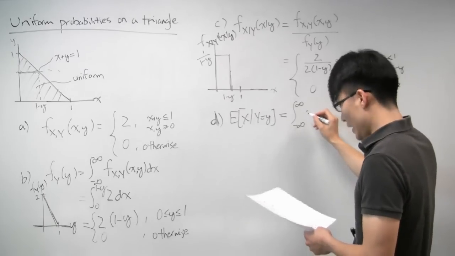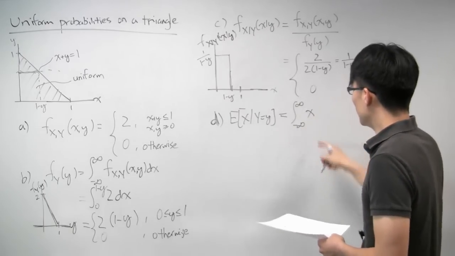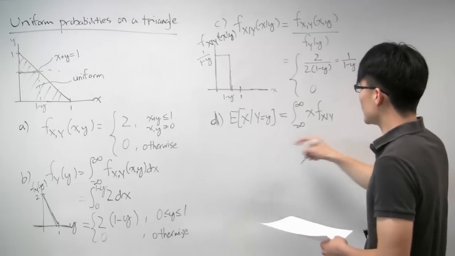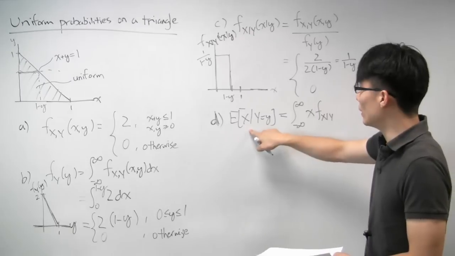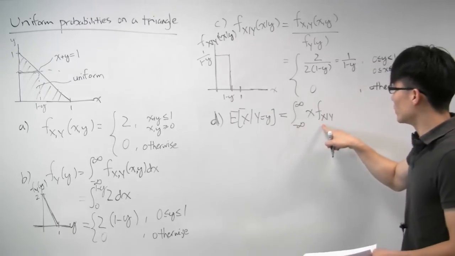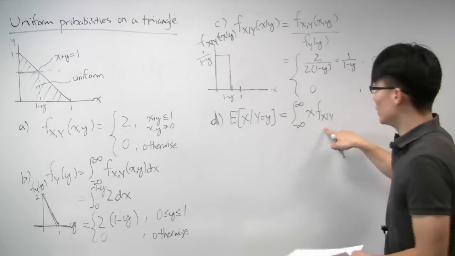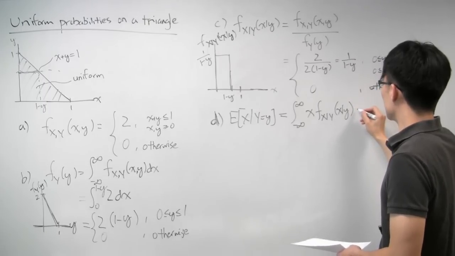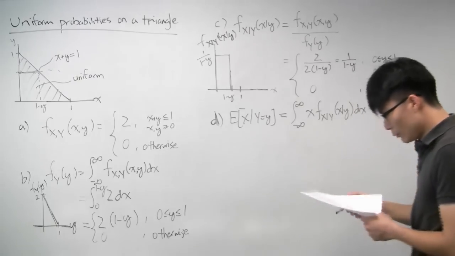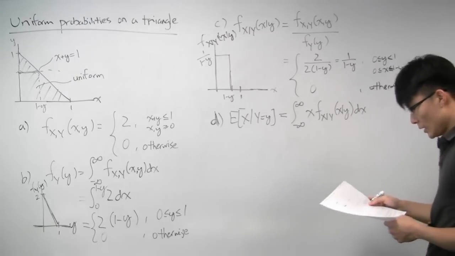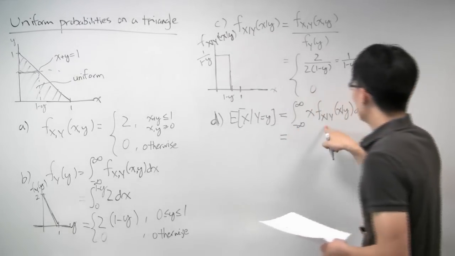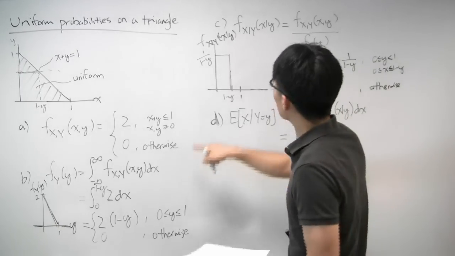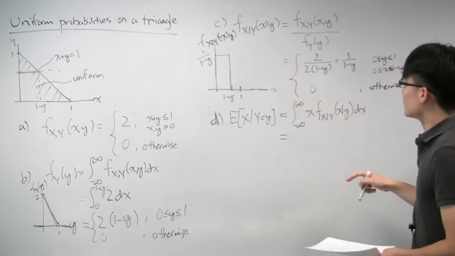So you take the value, and then you weight it by the density. And in this case, because we're taking a conditional expectation, what we weight by is the conditional density. So it's the conditional density of x given that y is little y. And we integrate with respect to x. All right. And fortunately, we know what this conditional PDF is because we calculated it earlier, in part C.